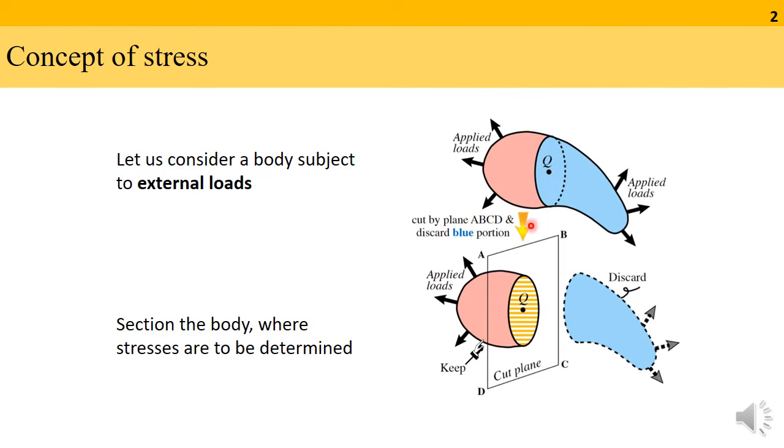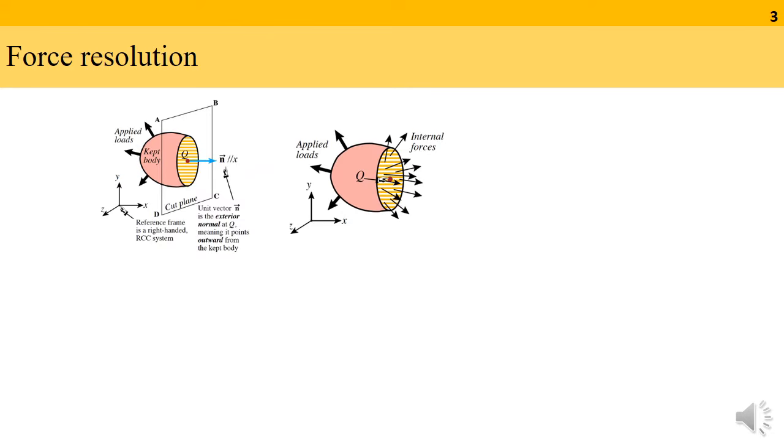So, the first thing we will do is we will section the body. It should pass through the point through which we want to calculate the stress. So, we will keep the flesh colored part and we will discard the blue color part. Now, let us focus our attention on the part that we have retained for analysis.